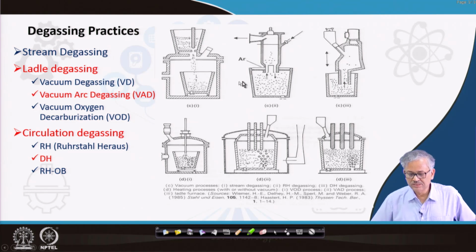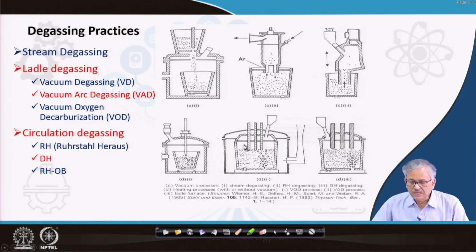This is the stream degassing, this is the RH process, this is the DH process, and this is your VOD process, vacuum oxygen decarburization, where oxygen is charged from the top, inert gas stirring is from the bottom, and the whole system is under vacuum. This is called the vacuum arc degassing. You can see the arcing system is there for temperature compensation, and the gas stirring is there, and the whole system is under vacuum. That basically degasses the system.